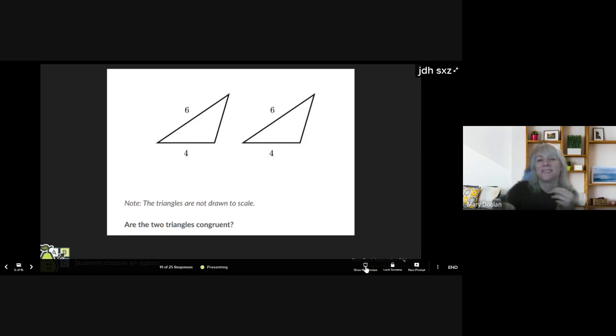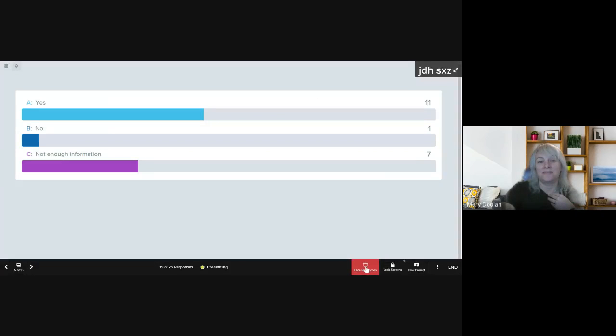Okay, let's see what we came up with. Oh, we're all over. So 11 of us say yes, these are two congruent triangles. 2 of us say no. 8 of us are now saying there's not enough information.